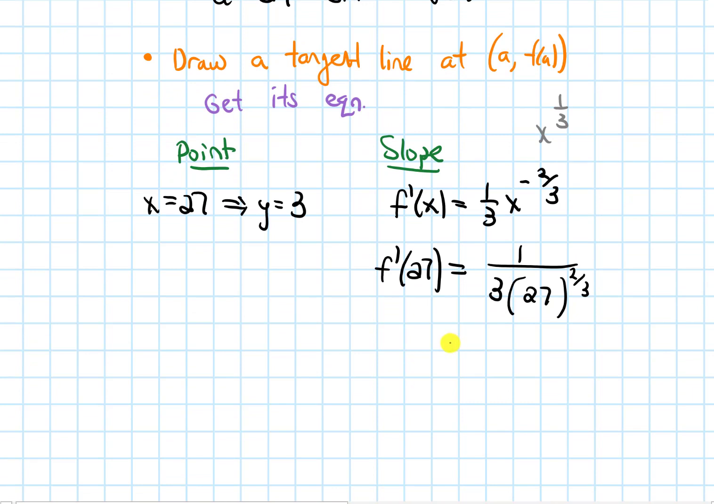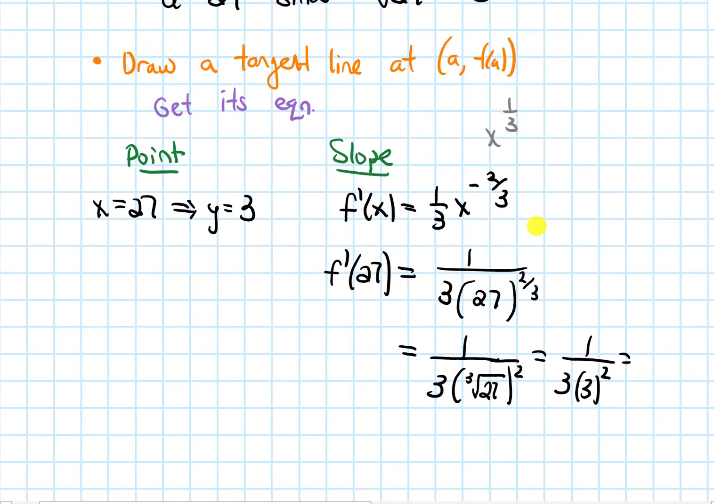All right, so now let's evaluate this. We get 1/3. So this means I need to cube root the 27 and then square that. And that is 1/3 times, let's see, cube root of 27 is 3. So we get 3 squared. So overall, this is going to be 1 over 3 times 9, which is 27. So 1 over 27, that is my slope. All right, so we are ready to write down the equation.